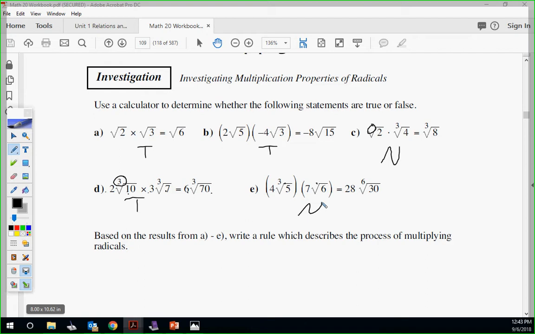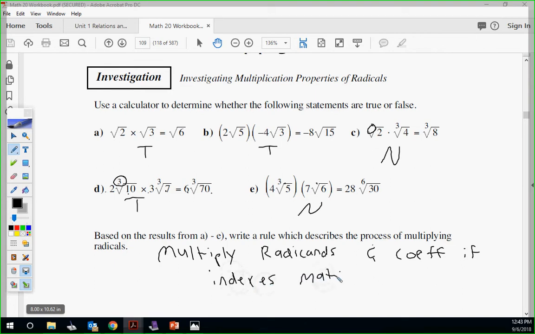Okay, so again, based on that, write the rules. Okay, so multiply radicands and coefficients if indexes match. So if your indexes are good, you multiply the radicands by the radicands, the coefficients by the coefficients. Okay? And you go from there. You see right below they have their definition too if you want to use that.